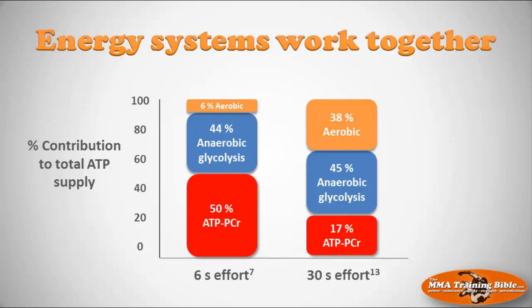Notice the ATP-PCR system is only contributing about 17% of the total ATP supply. Also notice that anaerobic glycolysis is still producing a lot, but it really didn't change very much from the 6-second effort, did it? Now, the big change here is with the aerobic energy systems. The aerobic energy systems are really stepping up to power this 30-second effort. Now, as you go on over the course of the fight, I'm going to tell you right now, the aerobic contribution to the total ATP supply just shoots up. So the point that I want you to understand here is that aerobic energy metabolism is really the most important energy system for producing ATP in MMA.